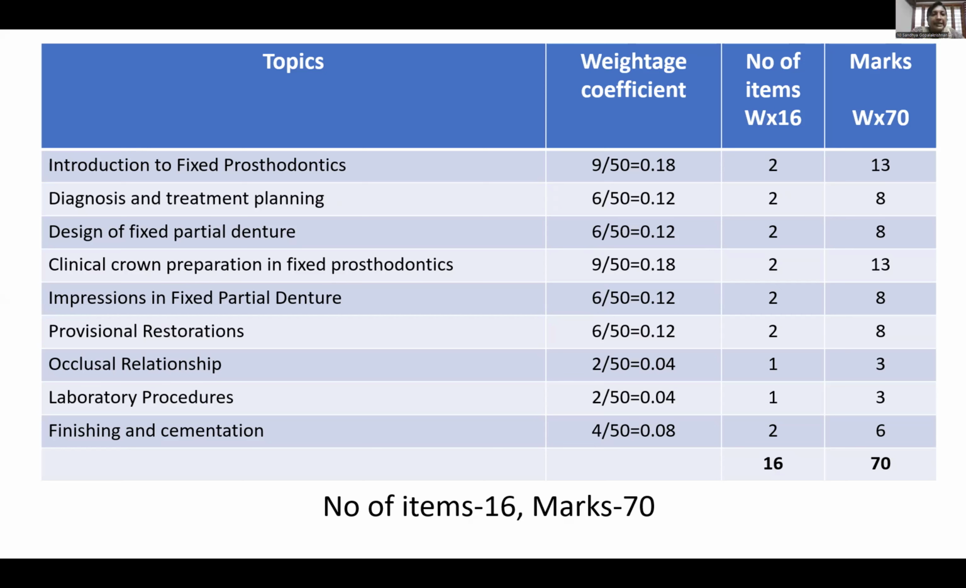Ma'am, this weightage coefficient has to be converted into the number of items and the marks. That is how we relate that to the final thing, because the number of items is already set. So you have only 16 items in my KUHAS. This weightage coefficient means you have to multiply that into 16, and you get 2 questions. So minimum 2 questions we can ask from that particular topic. That is the inference.